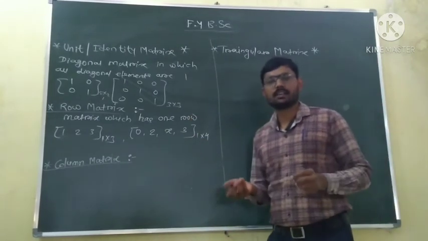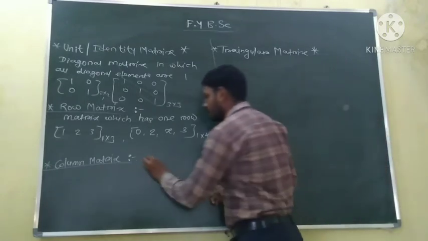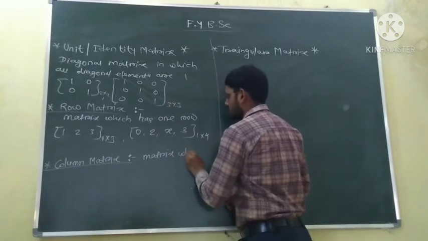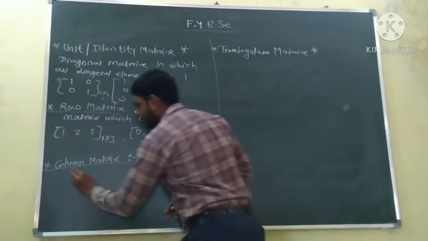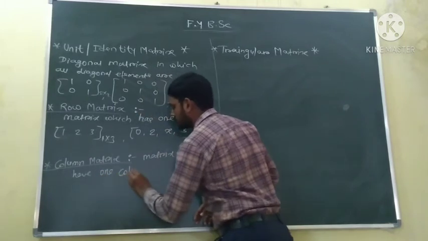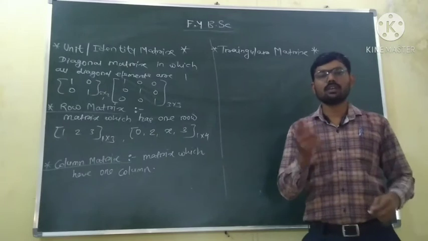So what is a column matrix? A matrix which has only one column. Okay, a matrix which has only one column.